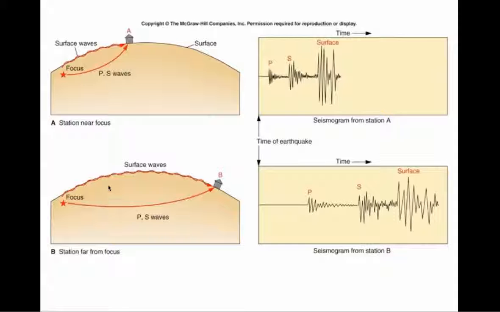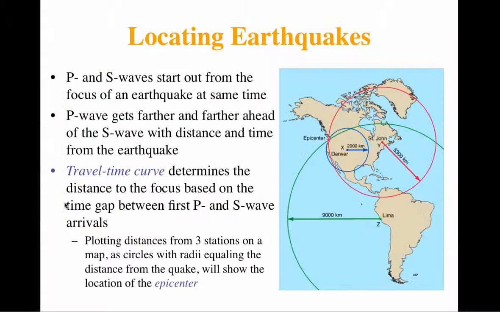It makes sense. Let's say you had a friend that was walking 2 feet a second and you walked 1 foot a second. After 10 seconds, you'd be about 10 feet apart. After 100 seconds, you'd be 100 feet apart. So the bigger the lag time in here, that means the further away the focus of the earthquake was. Again, P and S waves start out at the same time, but P waves get farther and farther ahead with each passing mile or kilometer.